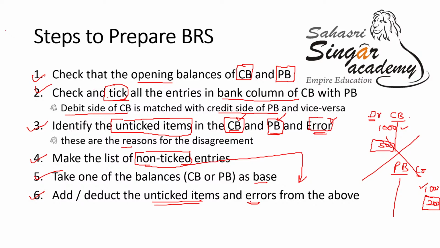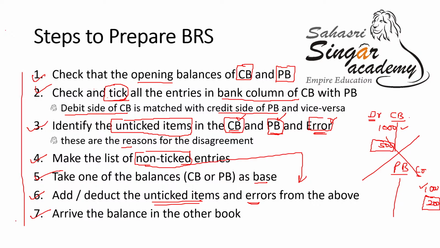Unticked items may be in the cash book as well as the passbook, and the error may also be there. That should be added and subtracted from the opening balance, so that automatically you get the balance for the other book. Those are the simple steps you have to keep in your mind. Keeping the steps in mind may be a bit complicated. Directly solving the illustrations may be pretty easy.